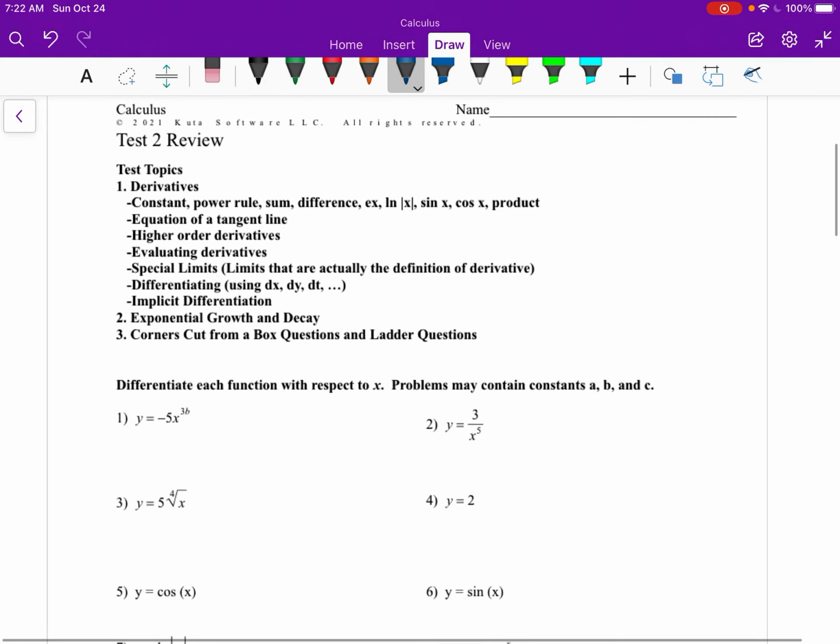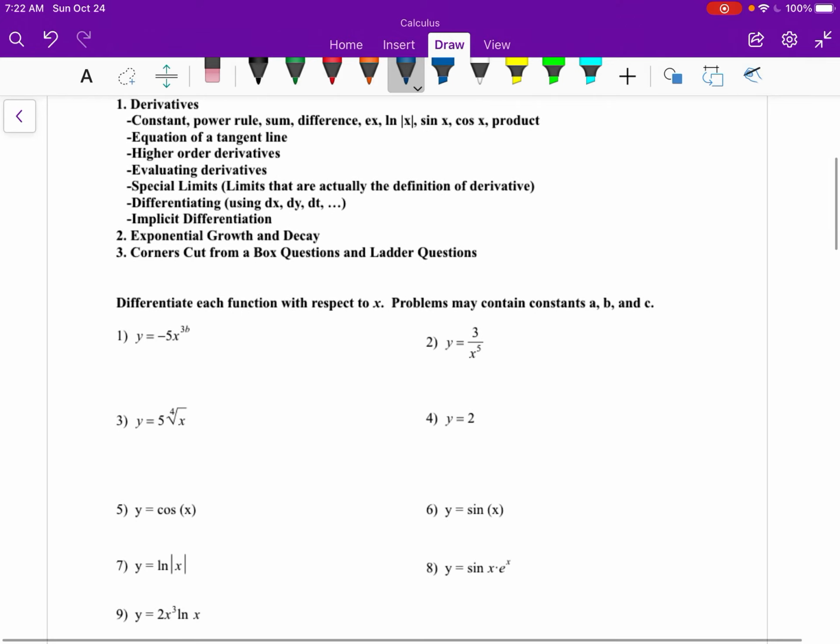So let's go ahead and look at these questions on this test review. First, several say differentiate each function with respect to x. Problems may contain constants a, b, and c. So if we see an a, b, or c, that's just representing a constant. So let's work through these.